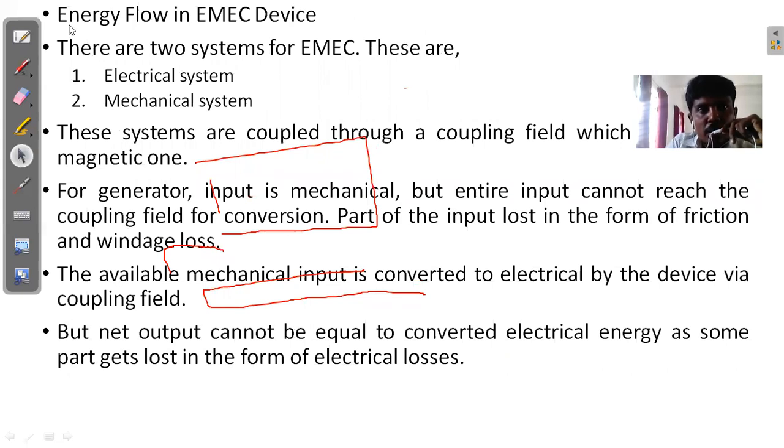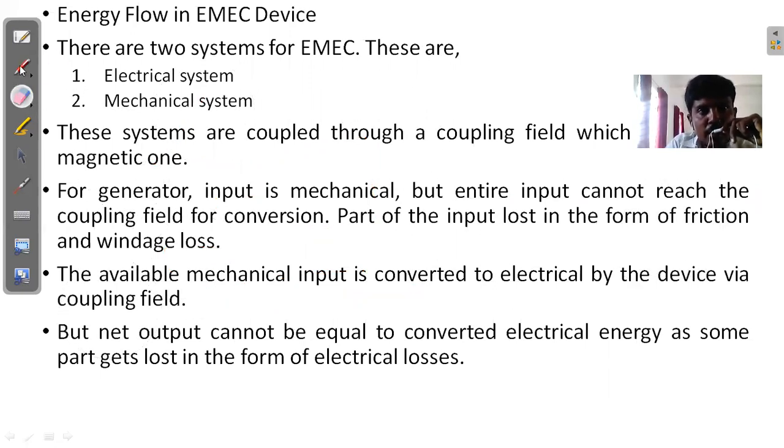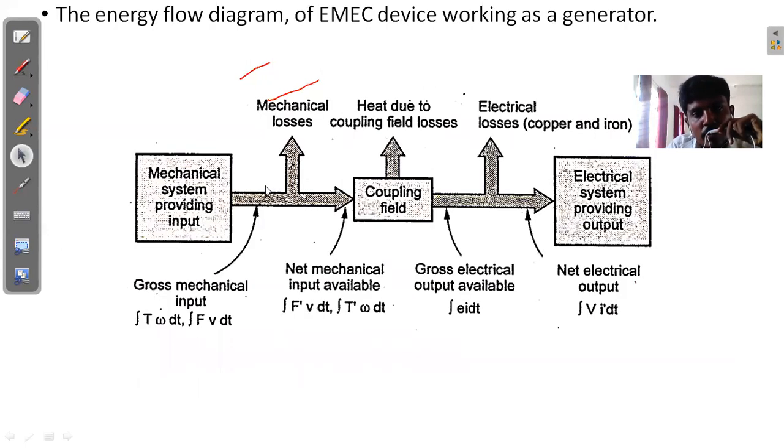Whenever we convert, it is either electric energy to mechanical energy or mechanical energy to electric energy. So two systems are used here: one is the electric system and one is the mechanical system. For a generator, the input is mechanical and the output is electrical. For a motor, the input is electrical and the output is mechanical energy. Whenever we convert between electric and mechanical energy, losses will be formed.